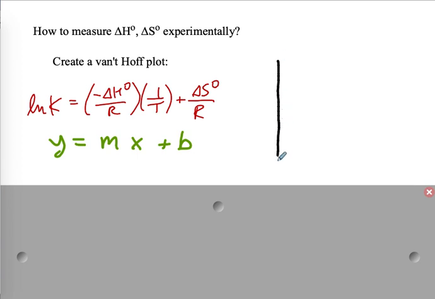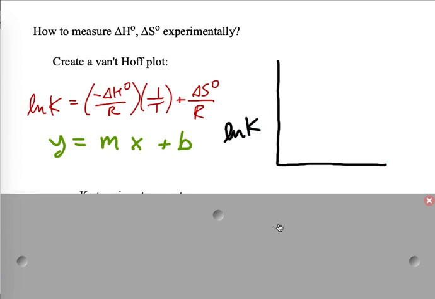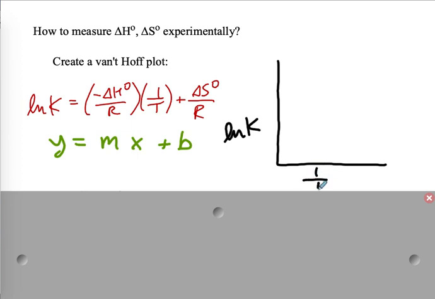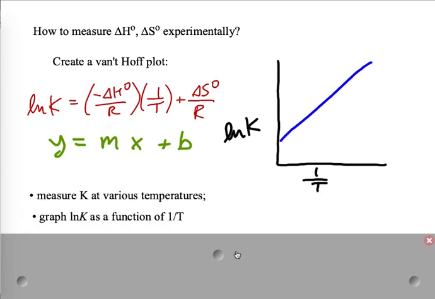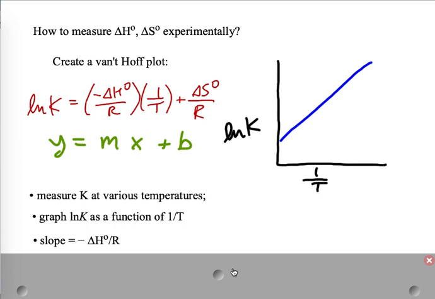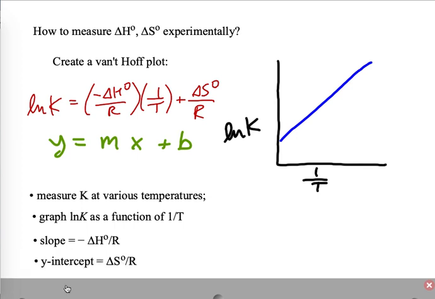So if we measure the equilibrium constant at a series of temperatures and graph the natural log of K on the y-axis as the reciprocal of T on the x-axis, that predicts that we should get a straight line. Okay? And that straight line will have a slope of negative delta H naught over R and a y-intercept of delta S naught over R.